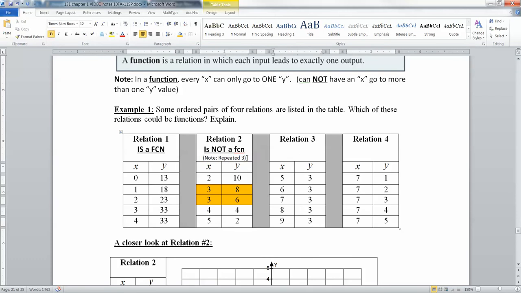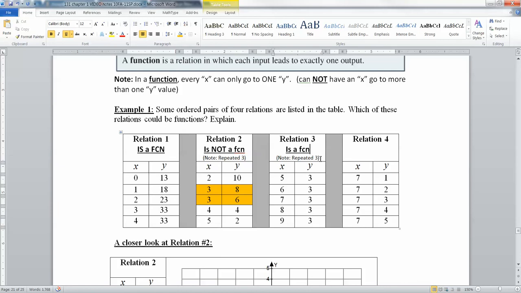All right, now what about number 3? Relation number 3, that is. How's that going? Well, every x only goes to one y. I don't have the number 5 going to 3 and 7. 5 just goes to 3. 6 just goes to 3. 6 doesn't go to 3 and 10. It goes just to 3, and so on. So this is a function.